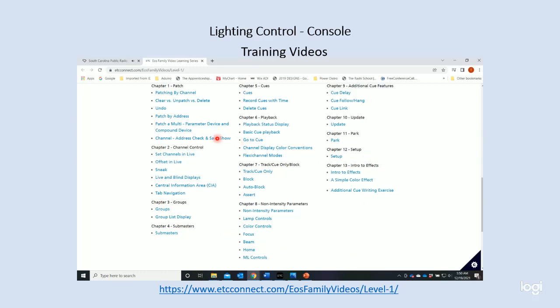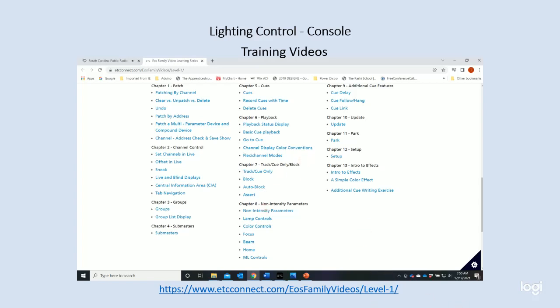We're going to talk about a lot of commands and keystrokes. And by going to this website, you can learn about the specific application of any of the topics that we sort of just touch on today.